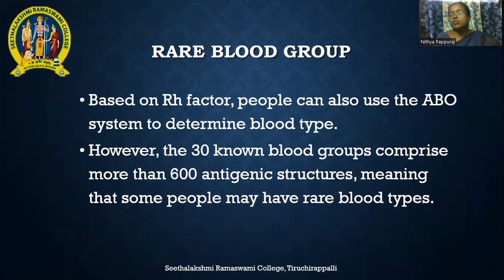Rare blood groups are also based on the Rh factor. People can also use the ABO system to determine the blood type. However, there are 30 known blood groups comprising more than 600 antigenic structures, meaning some people may have a rare blood group.